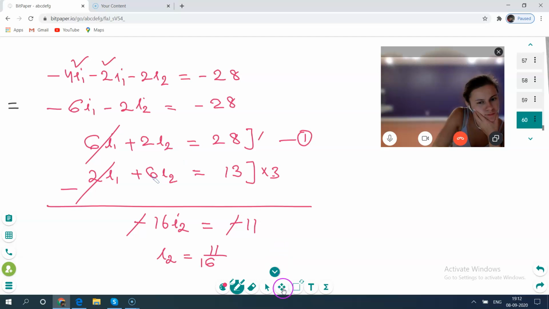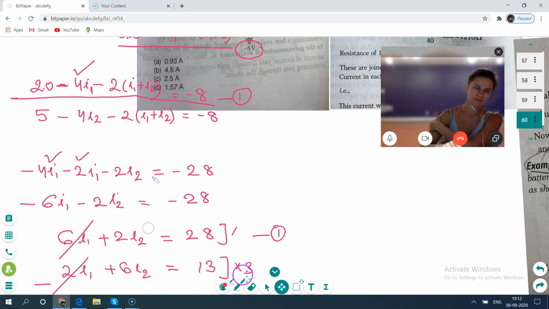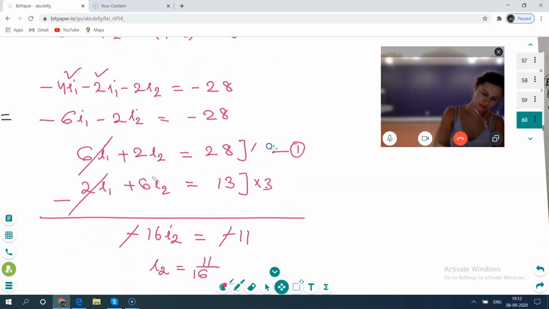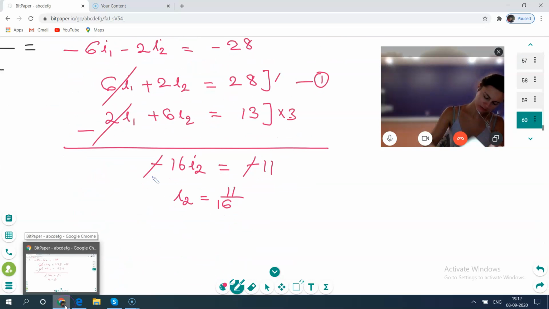I1 is equal to how much? I1 is equal to... I need to just put it in first. I1 is equal to, so it's 6 on 11, 16, 6, and 2 plus 2, I1 is equal to 13. So it's 66, 16.